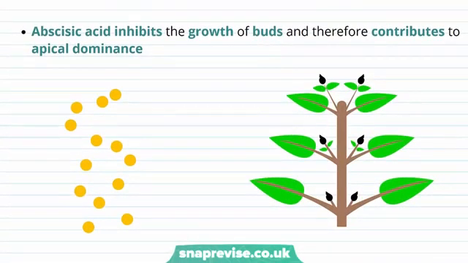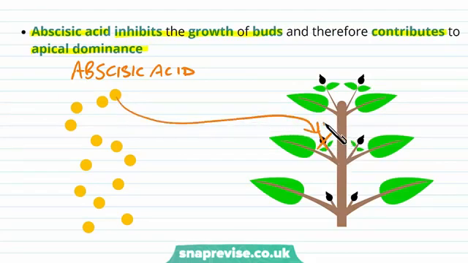The role of abscisic acid is to inhibit the growth of buds, and then this contributes to the apical dominance. So the abscisic acid is a hormone, and this will work on the lateral buds to stop them from growing into elongated stems. And this means that only the apex of the plant will grow, and this is how we get apical dominance.